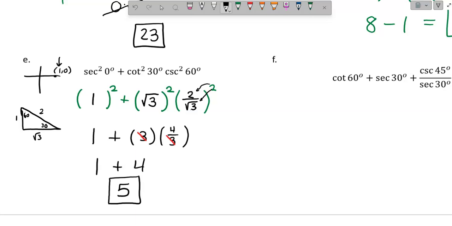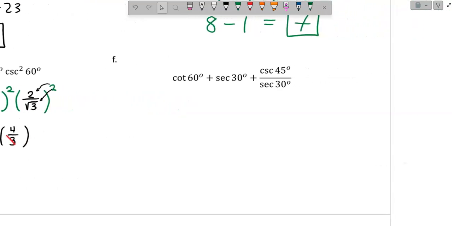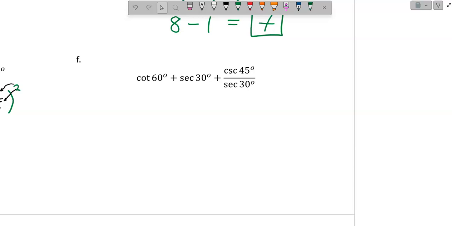All right, let's try one more problem. And this one is going to have some radicals involved, and we'll talk a little bit about rationalization in this one. All right, first things first, let's find these values. So we're going to have cotangent of 60, we're going to add it to secant of 30, plus, and then we have the fraction cosecant of 45 over secant of 30.